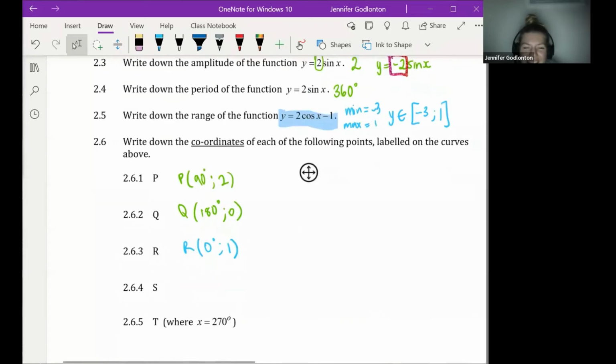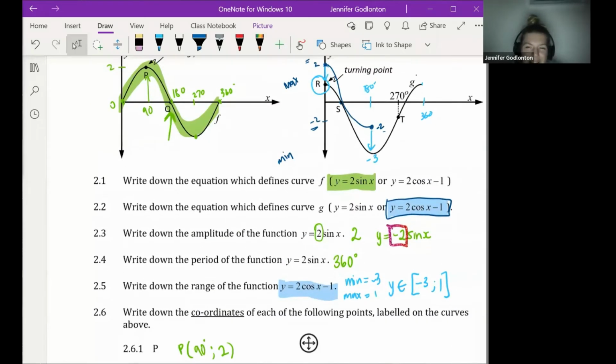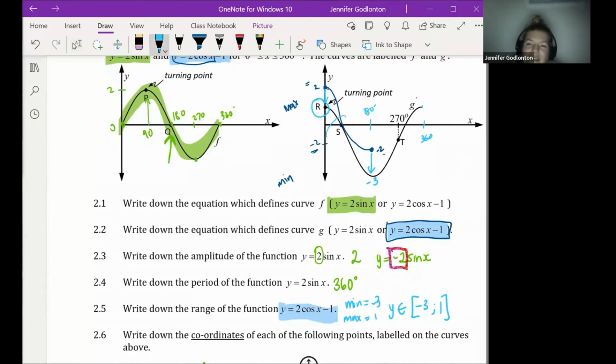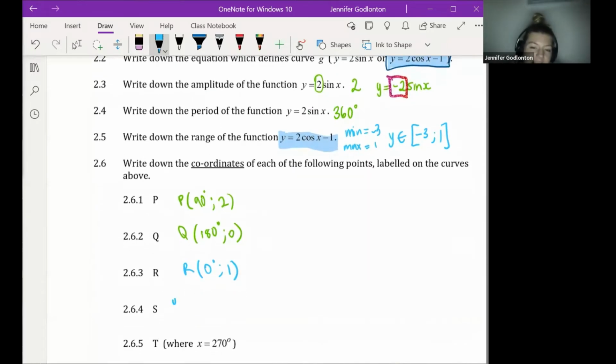Okay, S is a sneaky one. I'm just going to warn you. S is not 90 degrees. If we wanted to figure out what S is, what do we know about S? We know that it's at 0. We know exactly, it's an intercept. We know it's where y is 0. So at S, y is equal to 0.